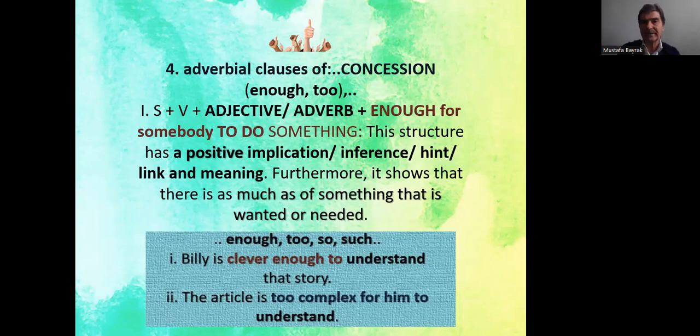But for somebody is also necessary. This structure has a positive implication or inference or hint, link, and meaning. Furthermore, it shows that there is as much of something as is wanted or needed. Okay, enough and to. For example, Billy is clever enough to understand that story. So, adjective enough to do something. There is no need to say for Billy. Okay, in this situation, Billy is clever enough to understand that story. Okay.